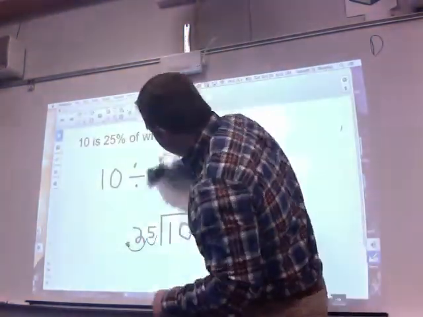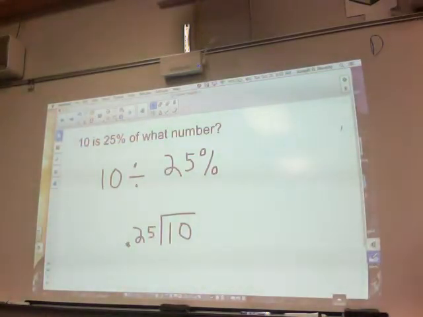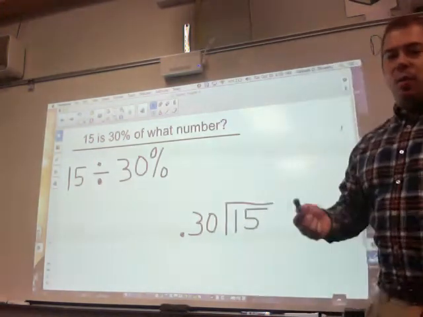There are 2 ways to get the answer there, but that won't always be the case. It might be harder thinking next time. Let's see about this number. 15 is 30% of what number?